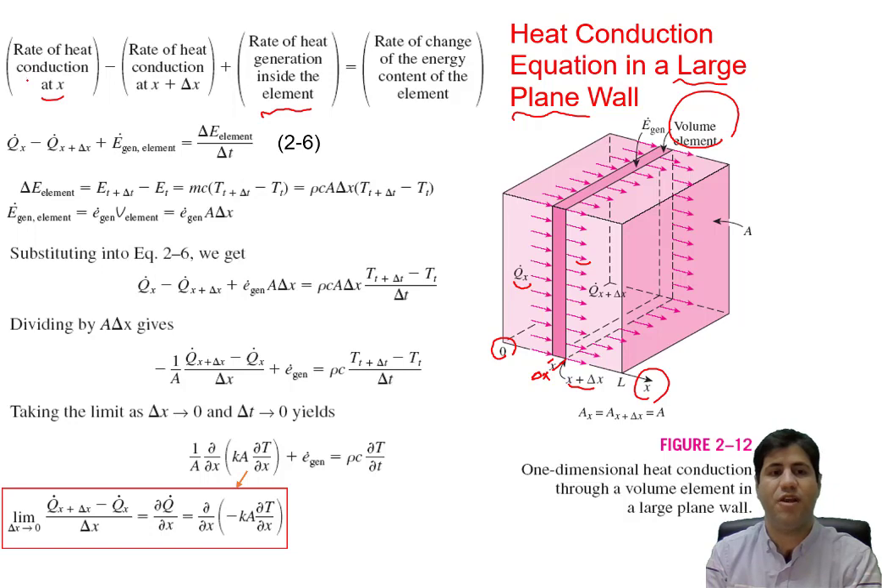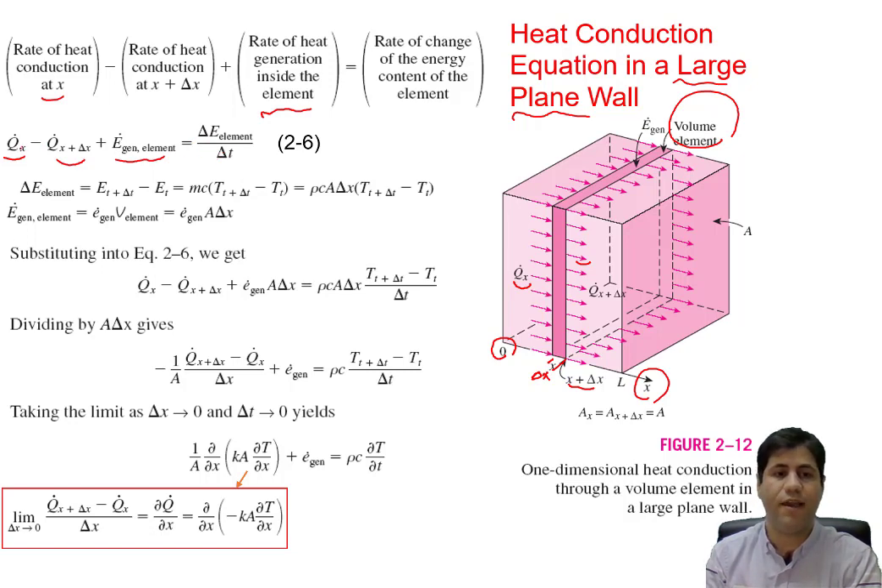So we write the rate of heat conduction at x as Q dot x, the rate of heat conduction at x plus delta x as Q dot x plus delta x, and the rate of heat which is generated inside our volume element is E dot generated. This totally will be equal to delta E of the element, the change of the energy content of the element per delta t, or per time, which is the rate of change of energy content of the element.